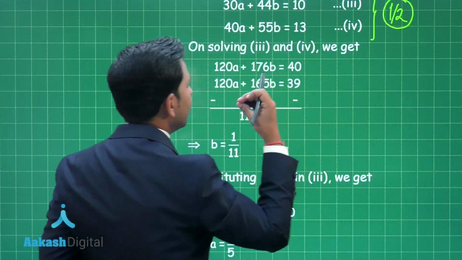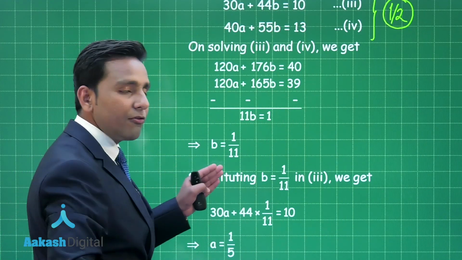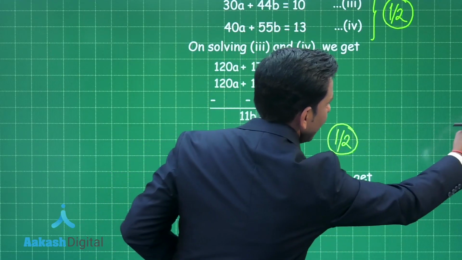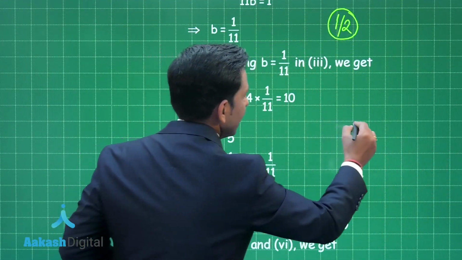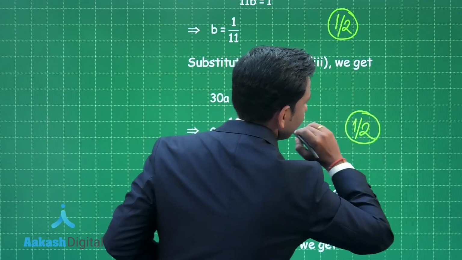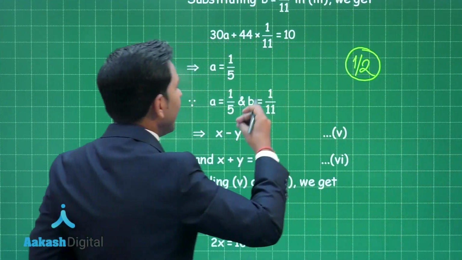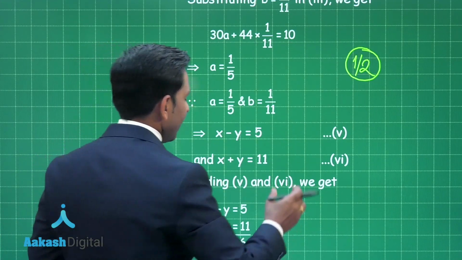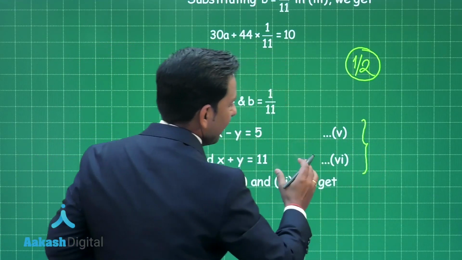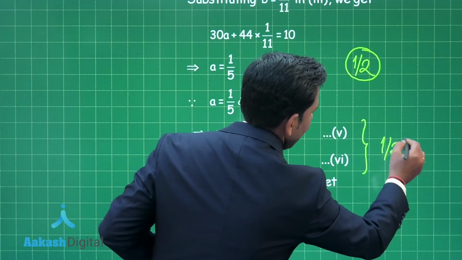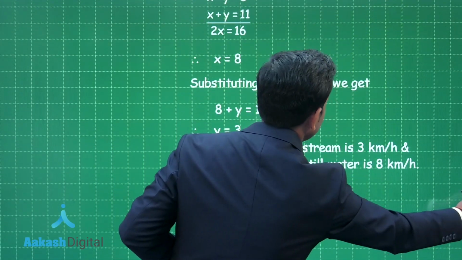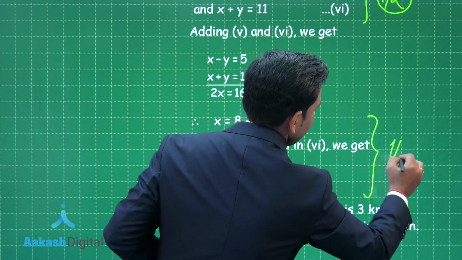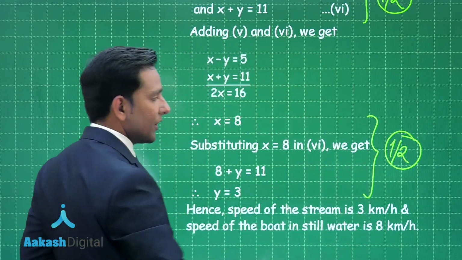And when you solve these two equations, you will obtain the values of a and b. So when you obtain the value of b, this will give you half mark, and when you obtain the value of a, this will give you another half mark. And when you put the values of a and b, or when you obtain the relation in x and y, we are obtaining these two equations, that means equation number 5 and 6. This step will give you another half mark, and the rest half mark is based on the values of x and y. So this step will give you the rest half mark for this question.